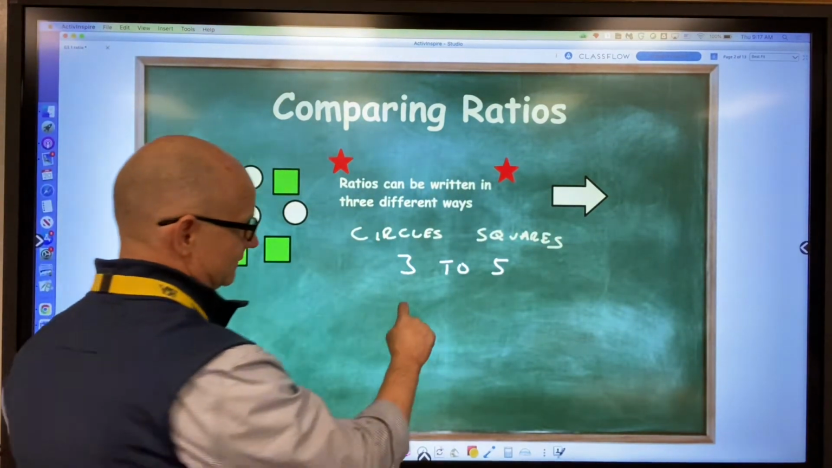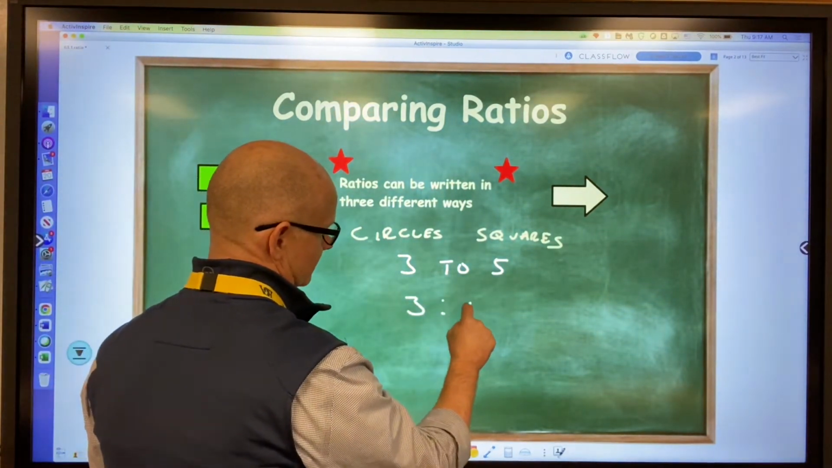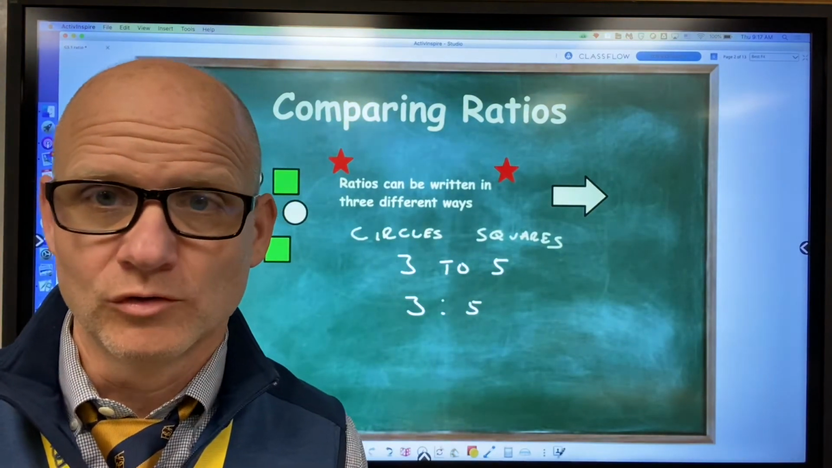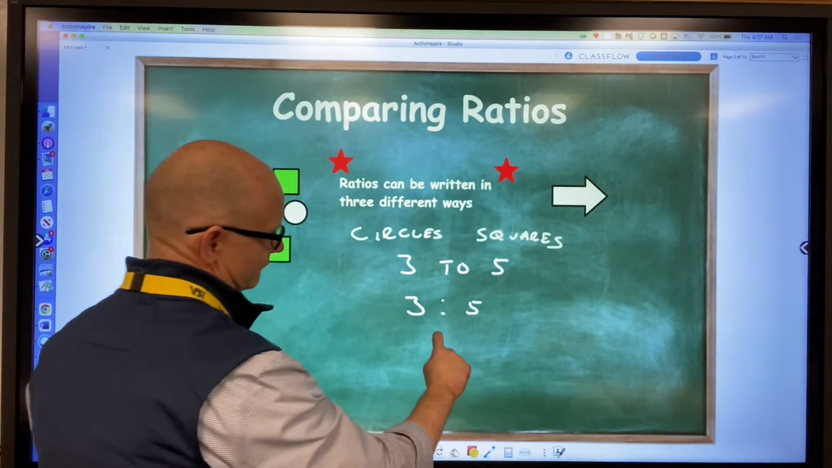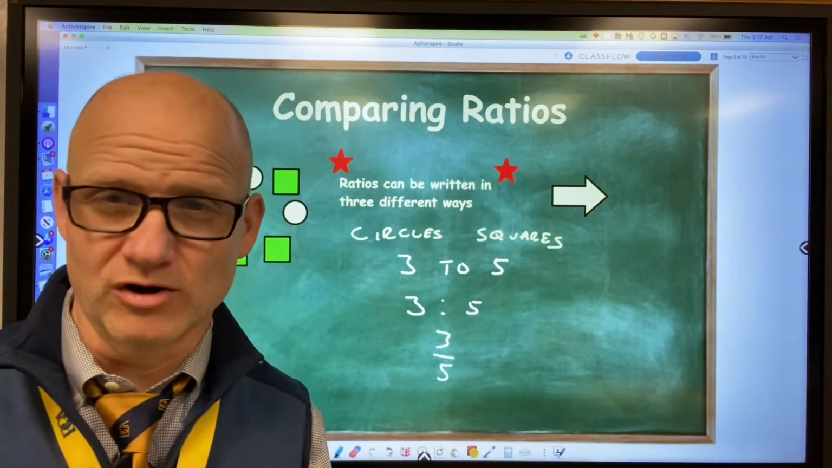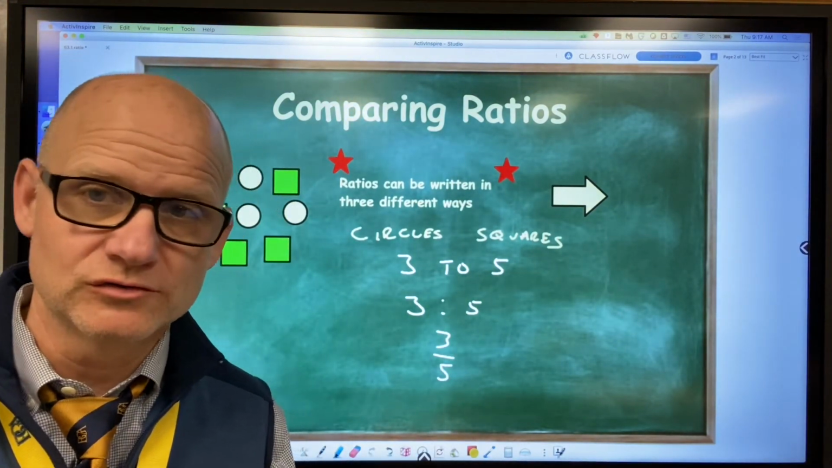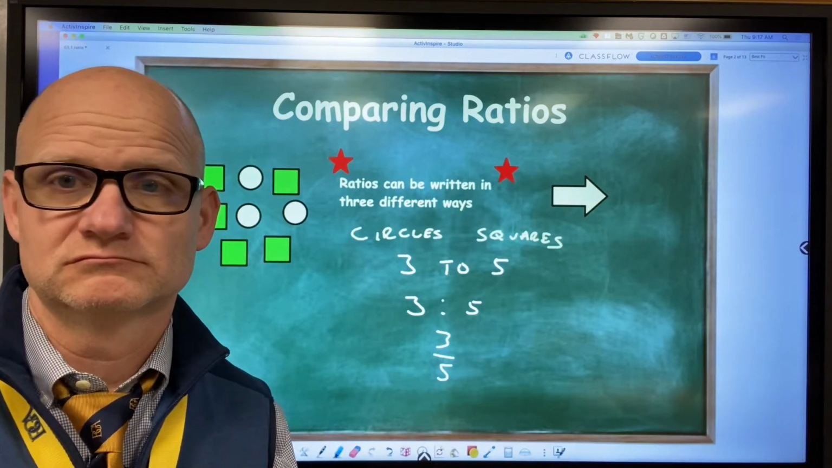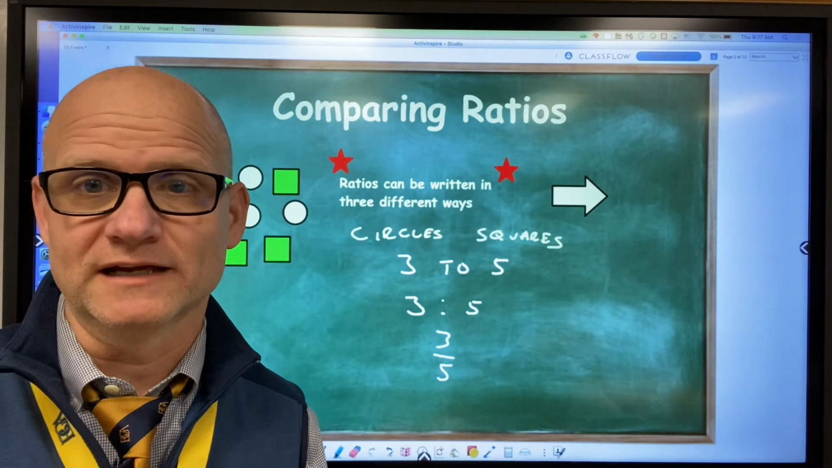Or I could write it this way, with a colon. That little colon means "to": 3 to 5. Or I can even write it as a fraction. This is comparing part to part: there are 3 circles to 5 squares. Those are the 3 ways you can write ratios.